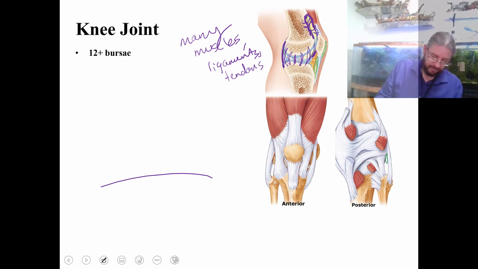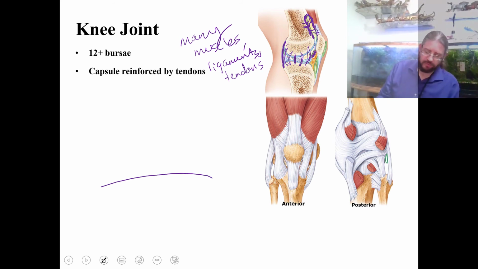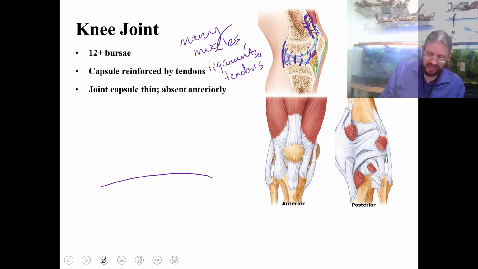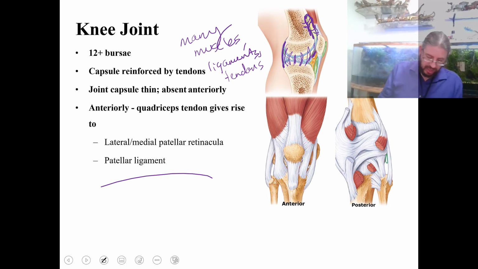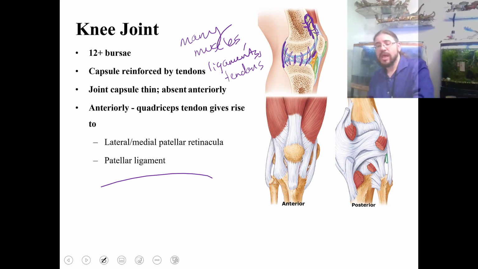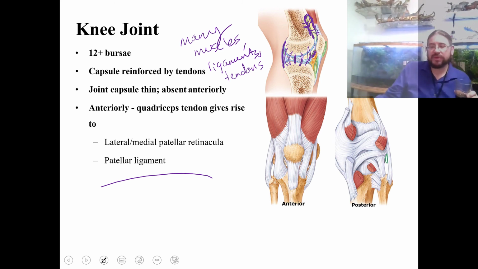Okay, so we have that capsule reinforced by tendons that's basically thin and absent anteriorly because we have so many ligaments, tendons, and muscles wrapped around this joint. A strongly reinforced joint capsule isn't as important. It basically just needs to keep all the fluid in there. So we essentially have a bunch of fascia helping to hold this stuff in place.